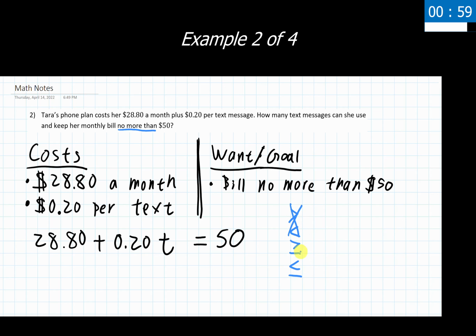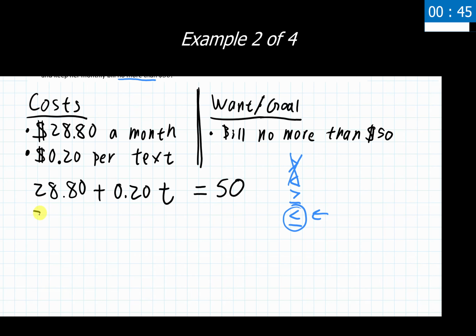Do I want the cost to be greater than or equal to 50, or less than or equal to 50? And I'm probably going to choose this less than or equal to 50. That makes sense. We don't want the costs to exceed something. So in the line right below this, let's revise it one last time. We get $28.80 plus 20t is less than or equal to 50. And that seems to make a lot of sense with what this problem was telling us. Now let's go through and let's solve this thing for t.